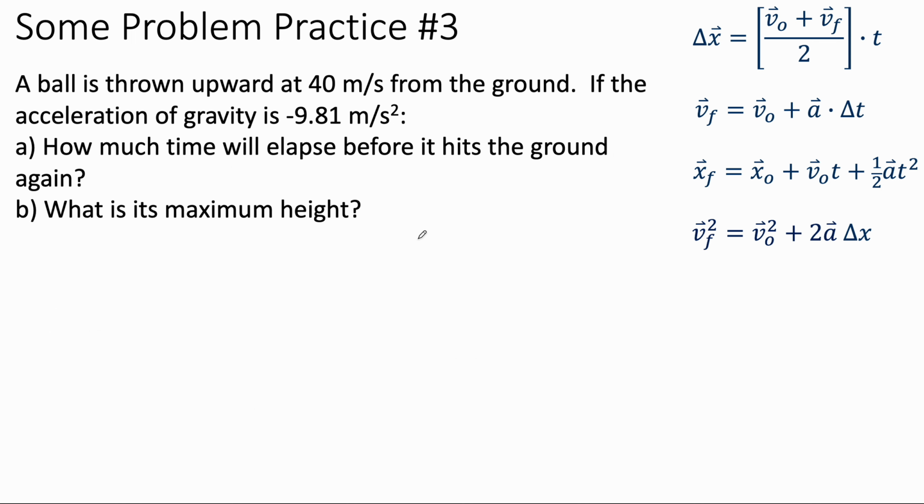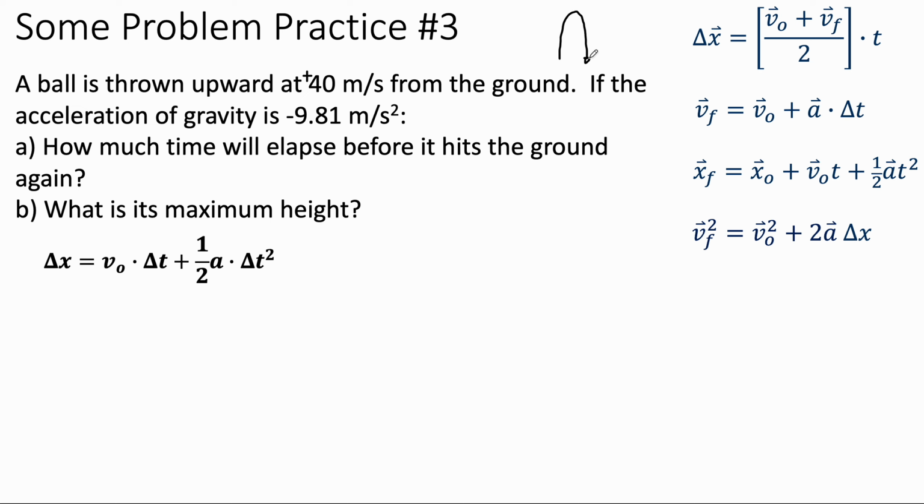Problem number 3. A ball is thrown upward at 40 meters per second from the ground. Remember, upward we define as positive, so we're going to say it's positive velocity. If the acceleration of gravity is negative 9.81 meters per second squared, how much time will elapse before it hits the ground again? So it's being thrown up, it's going to reach a maximum, and then it's going to fall back down to the ground.